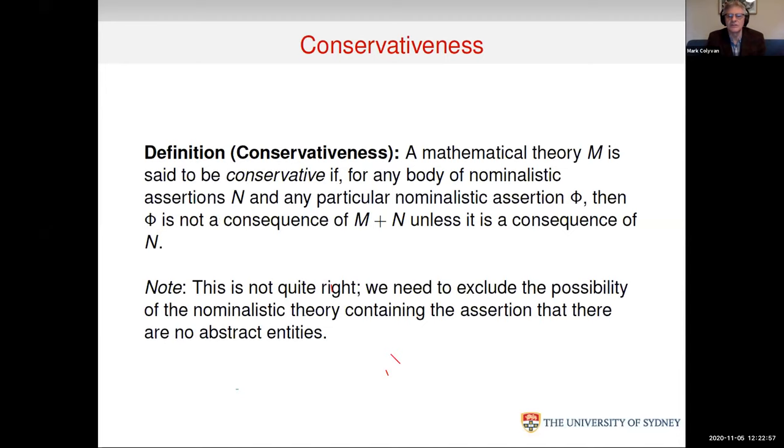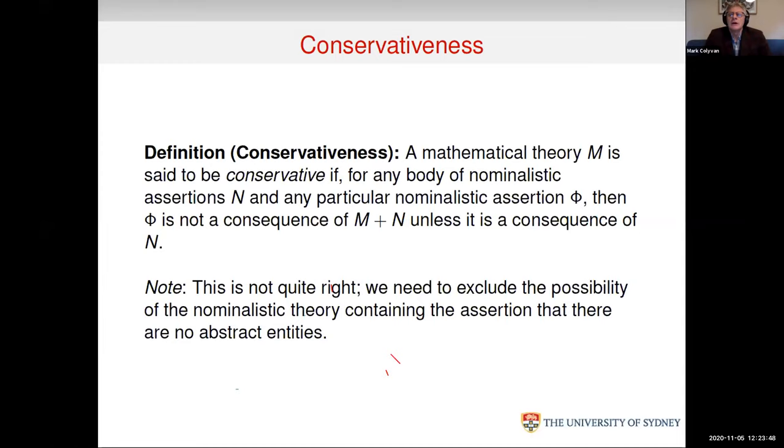So a mathematical theory, M, is said to be conservative if for any body of nominalistic assertions N and any particular nominalistic assertion phi, then phi is not a consequence of M plus N unless it's a consequence of N. That's not quite right. You've got to put some restrictions, but it's clearer in that formulation what the basic idea is. And again, I get this from Hartree. He notes that if the nominalistic theory contains the assertion that there are no abstract objects, this doesn't turn out to be quite right, and you've got to reformulate it. But the reformulations actually cloud the central idea. So I'm going to stick with the basic idea of conservativeness here, that it's not quite right, but clearer.